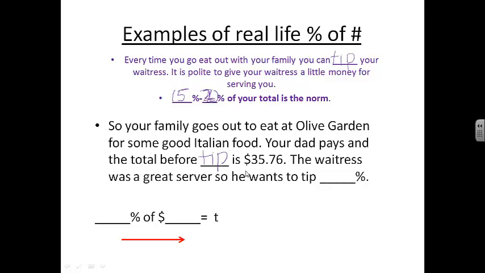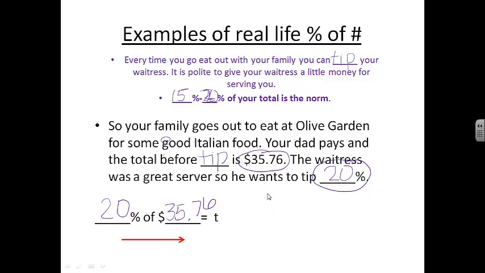The waiter was a great server, so he wants to tip 20%. Okay, now what do I get out of this? I have my total here, how much my bill is, and how much I want: 20% of $35.76. So you want 20% of $35.76. Okay, here we go.